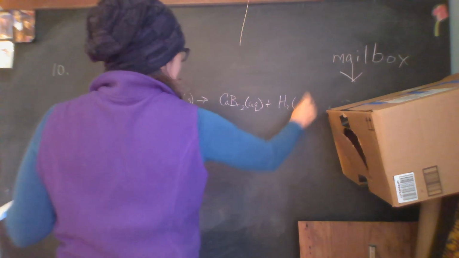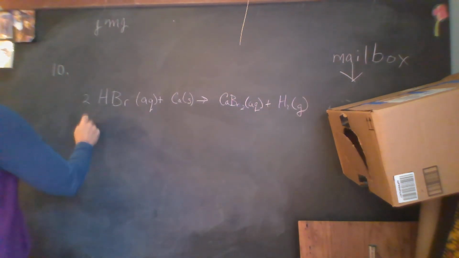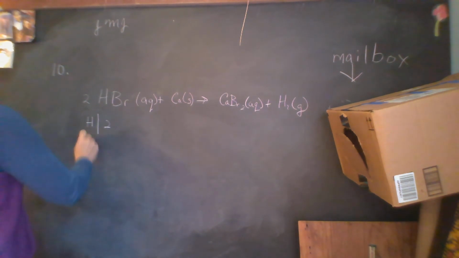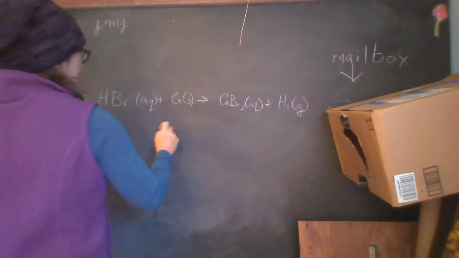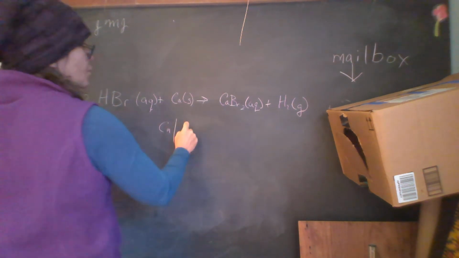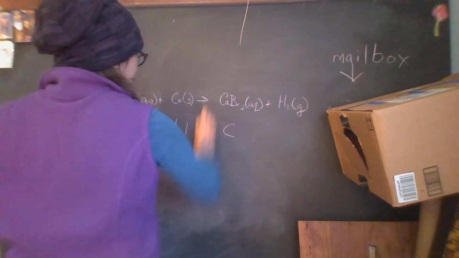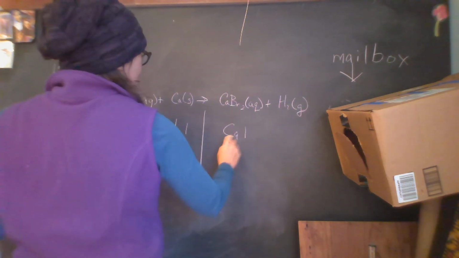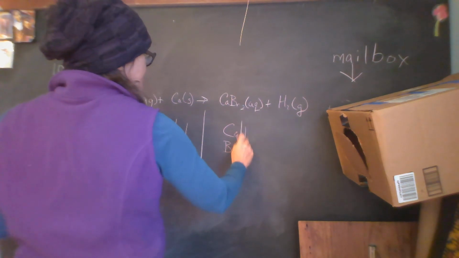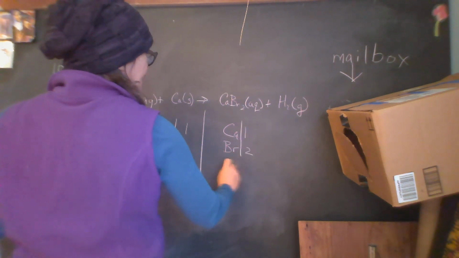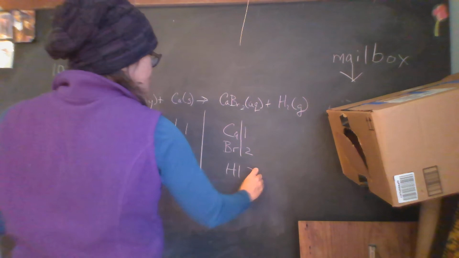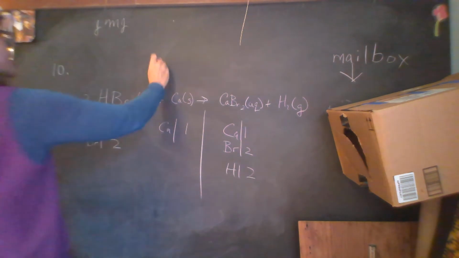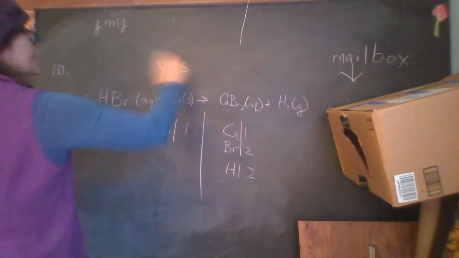H2 gas. Okay, how many hydrogen atoms do we have here? We have 2. How many bromine atoms do we have here? 2. How many calcium atoms do we have here? 1. On this side, how many calcium atoms? 1. How many bromine atoms? 2. How many hydrogen atoms? 2. It's balanced. The answer to number 10 is yes.